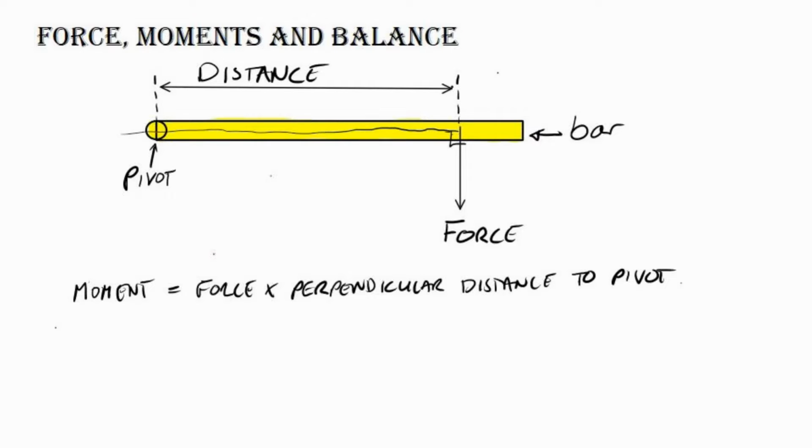Okay, so now we've got a situation, we've got a force and a perpendicular distance to the pivot. Let's have a look at calculating the moment. Let's suppose this force over here is 12 newtons. And let's say the distance is 50 centimetres. Well, moment equals force times distance. That's 12 newtons times 50 centimetres.